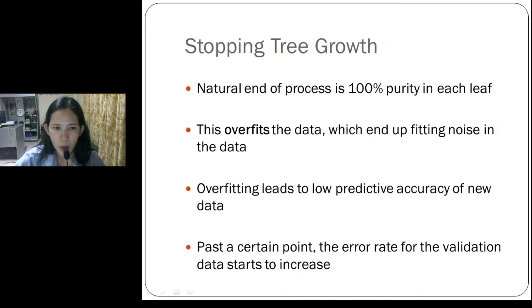Stopping tree growth. The natural end of the process is 100% purity in each leaf. This overfits the data, which ends up fitting noise in the data. Overfitting leads to low predictive accuracy on new data. Past a certain point, the error rate for the validation data starts to increase.